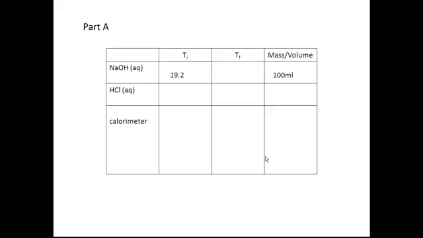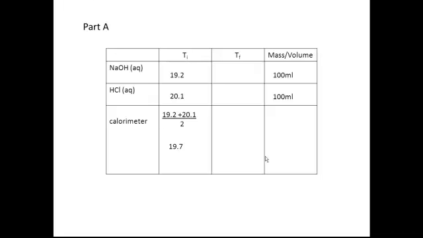And then you're going to take the temperature of your hydrochloric acid, and let's say the temperature of the hydrochloric acid, using the same thermometer but you've cleaned it off, is 20.1, and the volume of that hydrochloric acid is 100 mLs. Okay, now you pour the sodium hydroxide and hydrochloric acid together into the calorimeter, and so your initial temperature of your calorimeter is going to be the average of the two temperatures, like 19.2 plus 20.1, and then you divide it by 2, and that will give you 19.7.